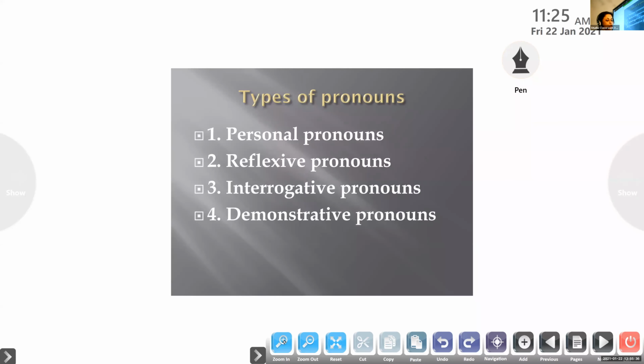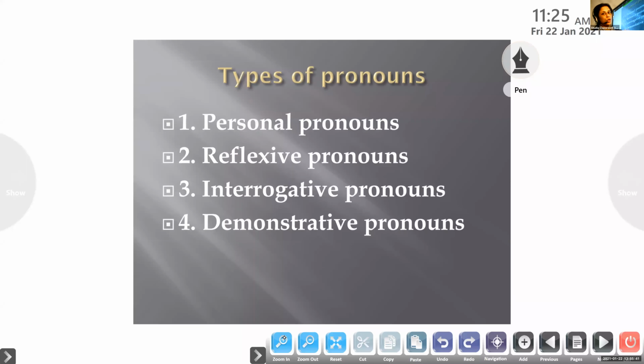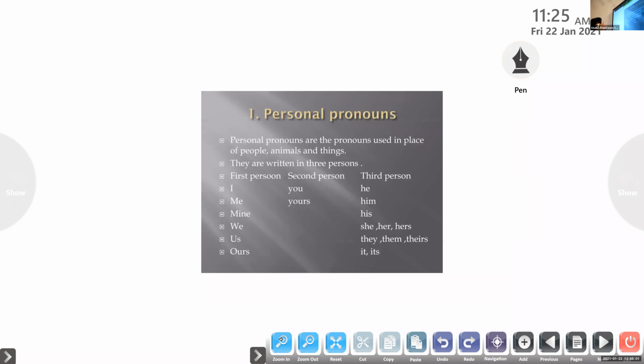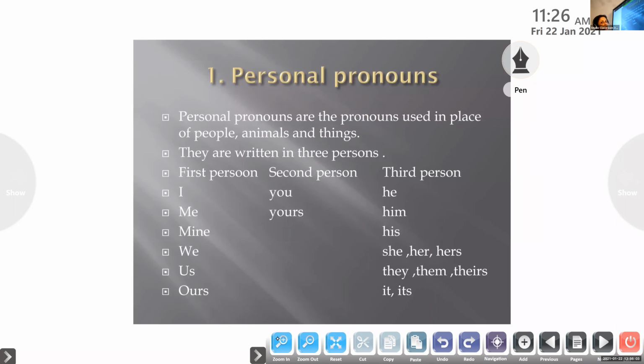All of you take page number 36, worksheet 20. In today's session, we are going to learn about the different kinds of pronouns. The first kind we are going to learn is the personal pronouns. Now let's learn what a personal pronoun is. Personal pronouns are the pronouns used in place of people, animals, and things.